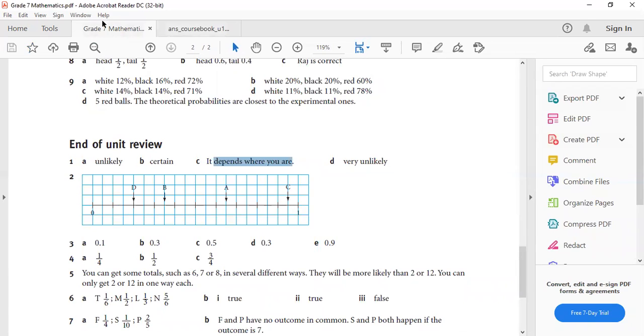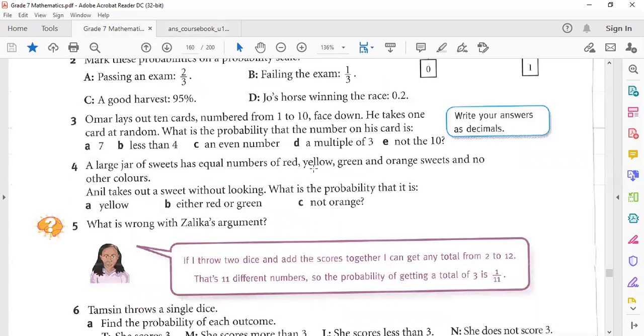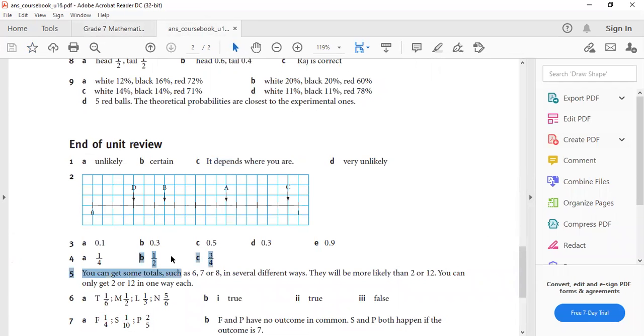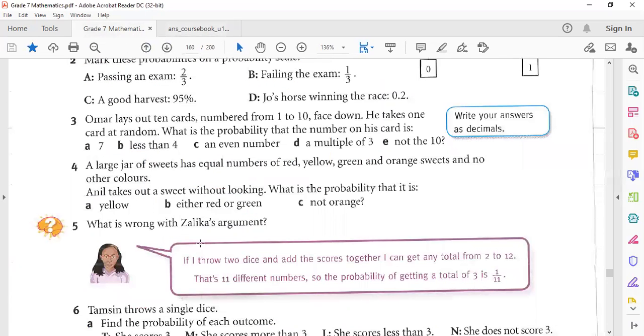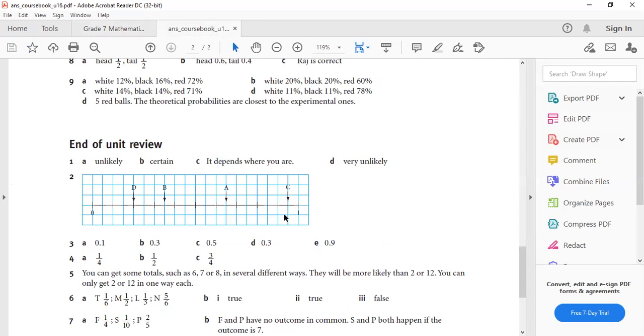Here he just counts the colors: one, two, three, and four. So the total is four, and how many are yellow? One yellow, so one out of four. Either red or green: two out of four, that is equal to one half. Not orange: other than orange, it's three, so three divided by four.